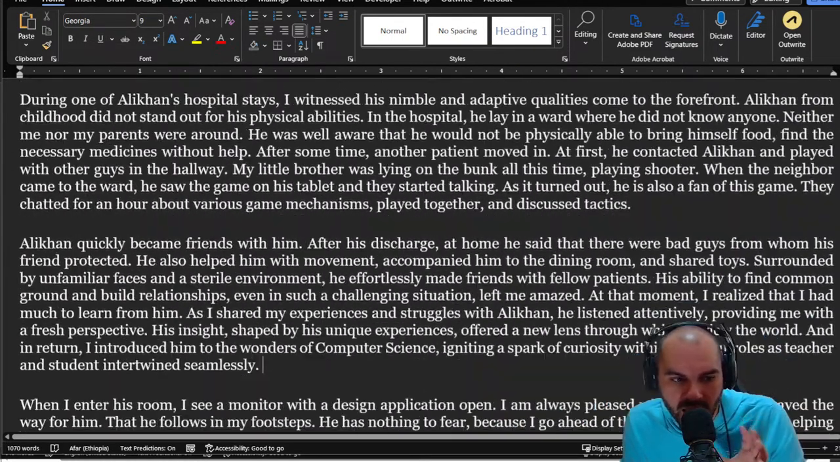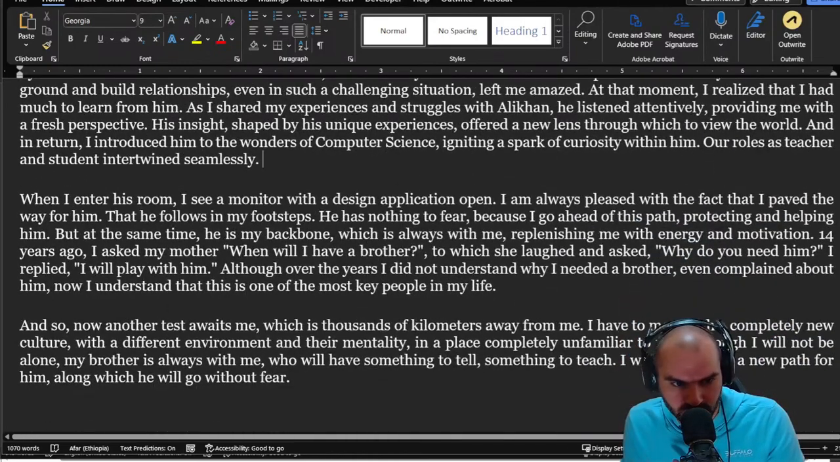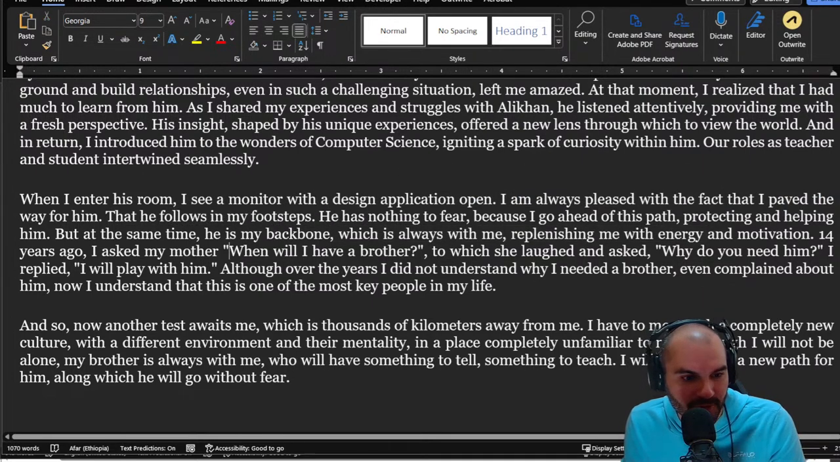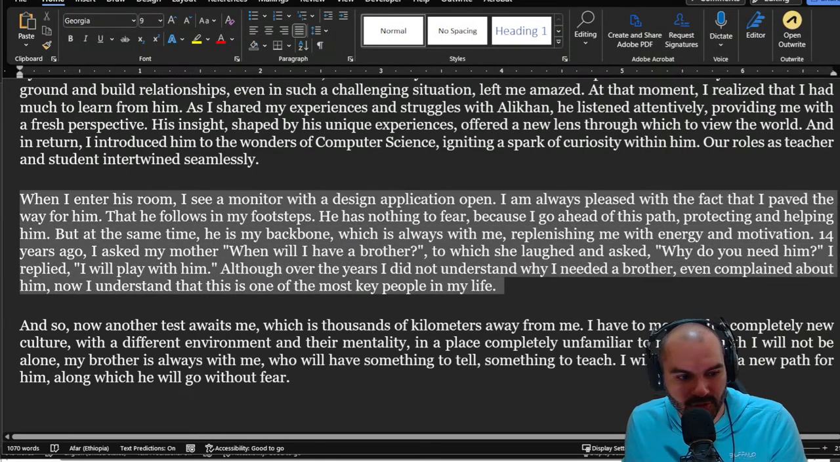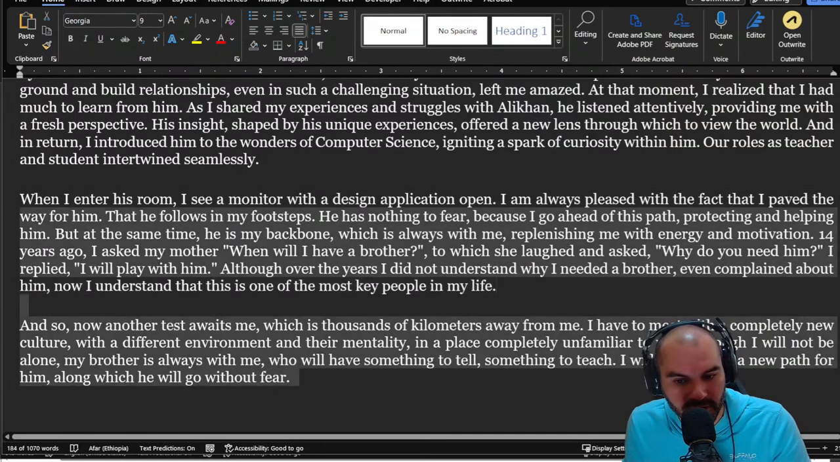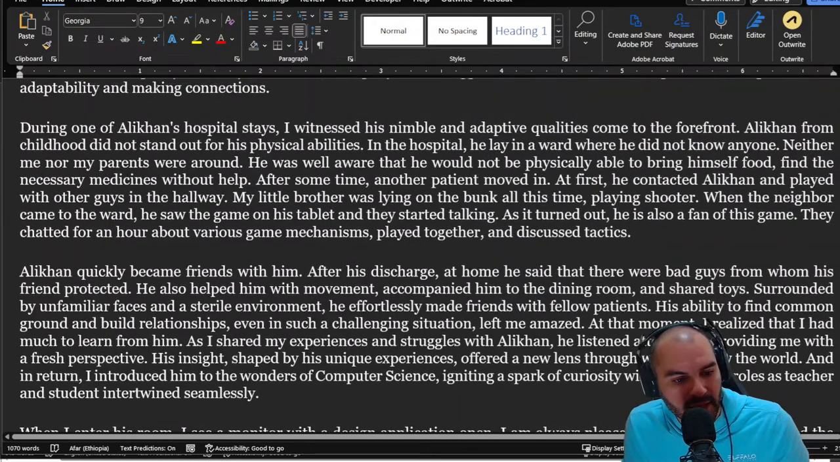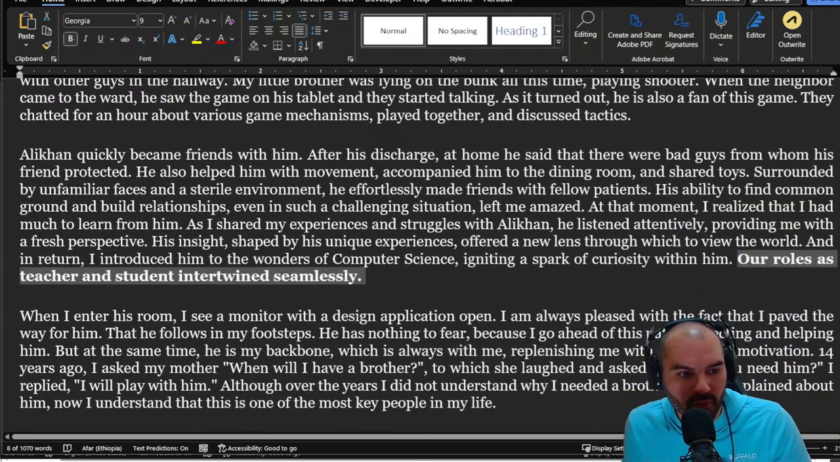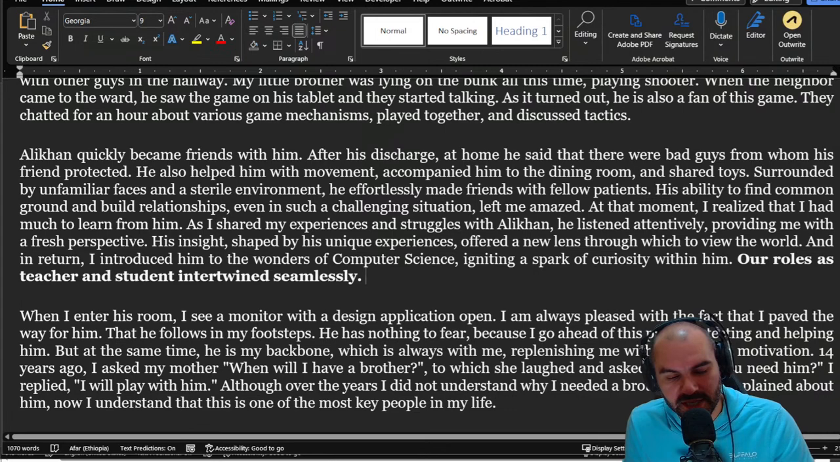So I feel like this last part is really good because I like that you're talking about yourself more. You're admiring his path that he's following, and this idea about you even appreciating your brother more. This is great. I think this is a really good way to wrap it up. But I think that this line right here kind of summarizes your essay: "Our roles as teacher and student intertwined seamlessly."